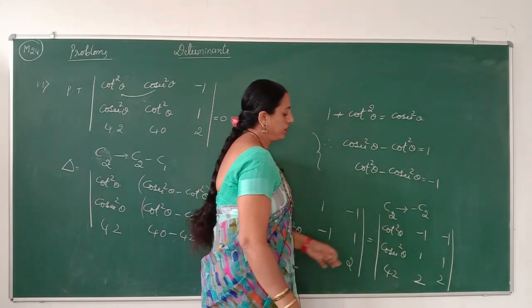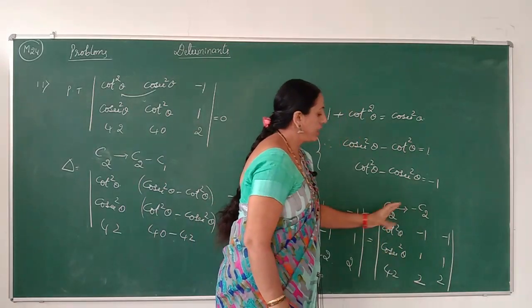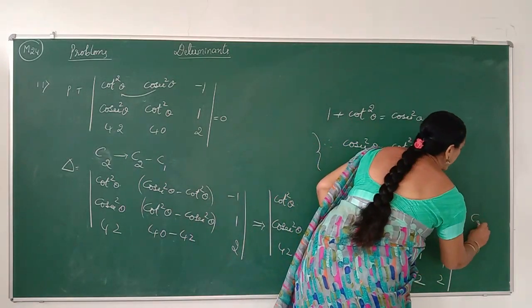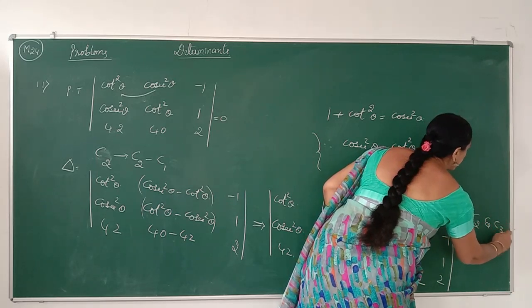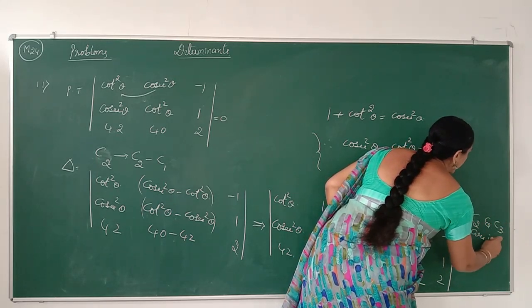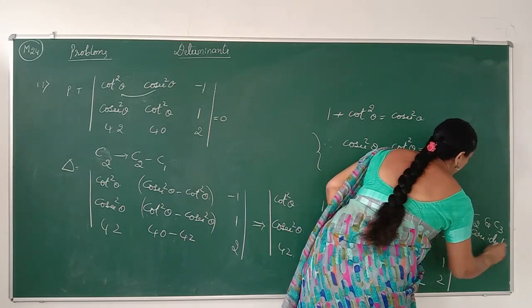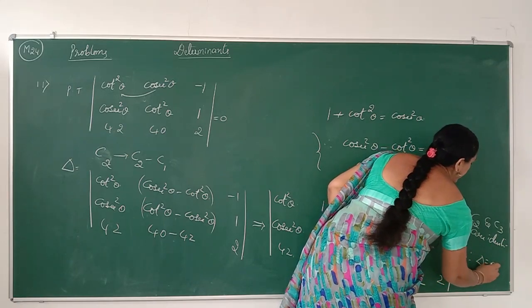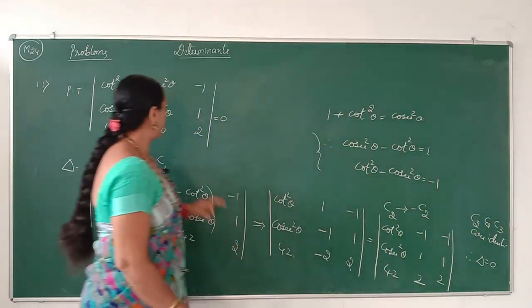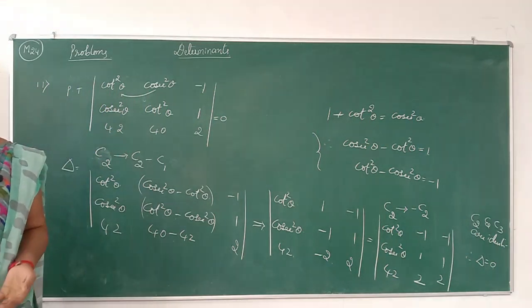Then we observe that all the elements of the second and third columns, C2 and C3, are identical. Therefore, the value of delta is nothing but 0, which is the RHS.